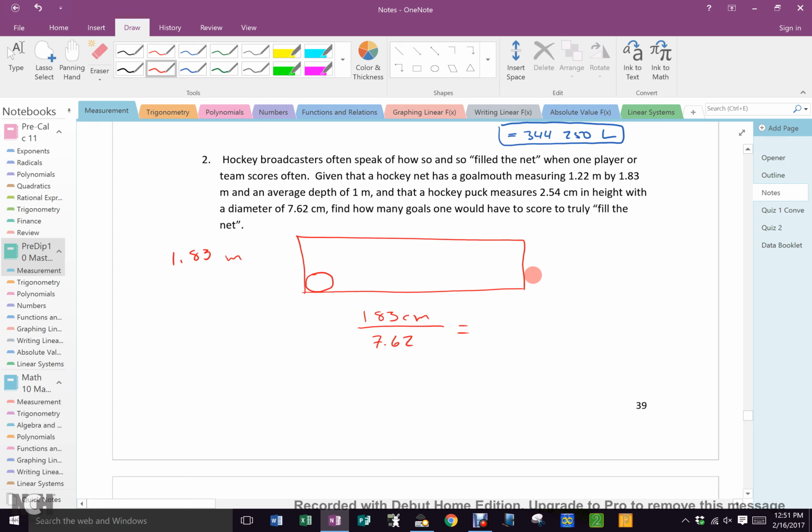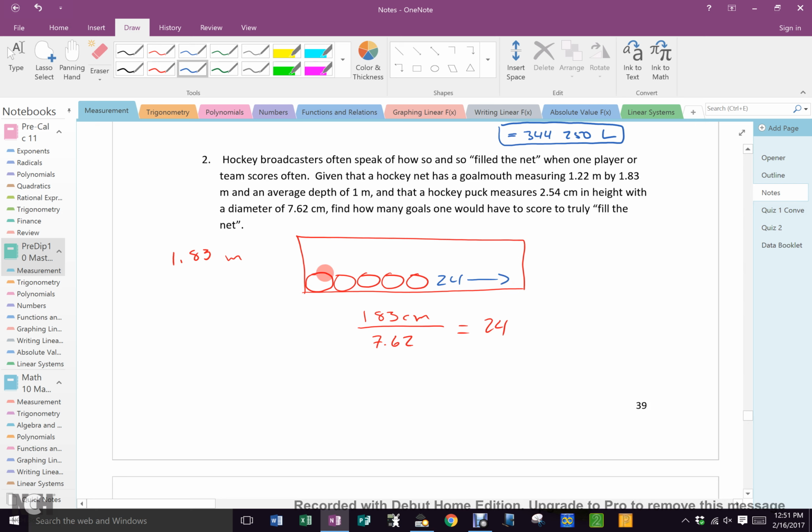How many pucks is it? 24 exactly? 24.01. So you can't fit more than a 24th puck, can you? No, because it's 24.01. You'll fit 24. You won't fit the 25th. So I can make a row of 24 pucks, can't I? Everyone agree?